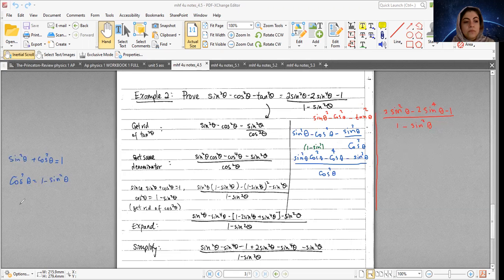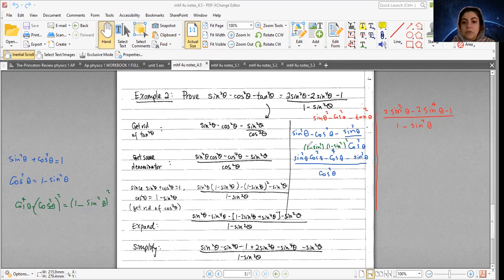Since this is cosine power 4, see, cosine power 4 theta is cosine power 2, then to another power 2, right? Then instead of cosine power 2, you put 1 minus sine power 2, power 2. So instead of the dot, I put 1 minus sine power 2, power 2. Then I expand. Now in the next step, I'm going to expand them.